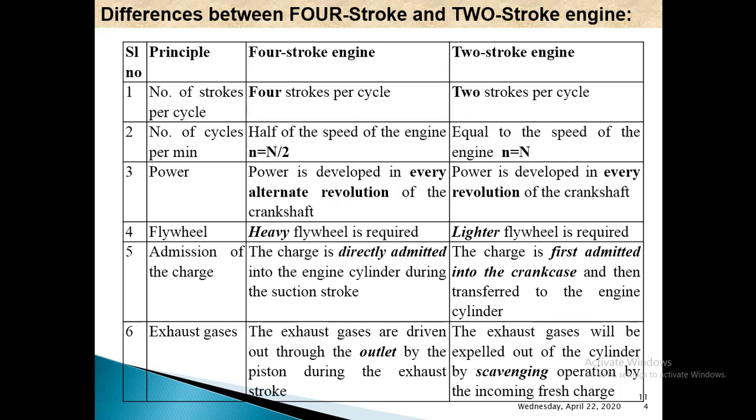That's why power is developed in every alternate revolution of the crankshaft in the four-stroke engine, whereas power is developed in every revolution of the crankshaft in the case of the two-stroke engine. As you know, with one rotation of the crankshaft, the two-stroke engine will finish one cycle. Thereby, power will be developed in every revolution of the crankshaft for the two-stroke engine. So this is again a very important thing. Next is flywheel.